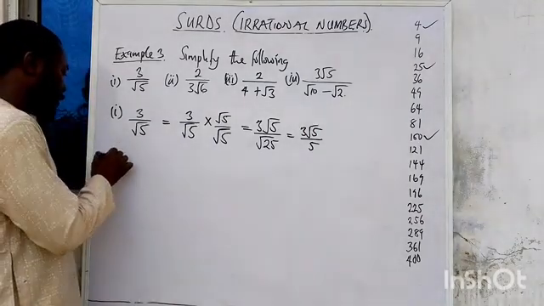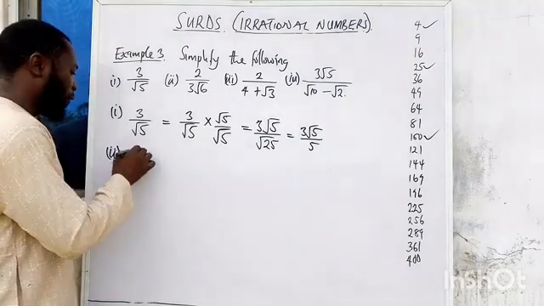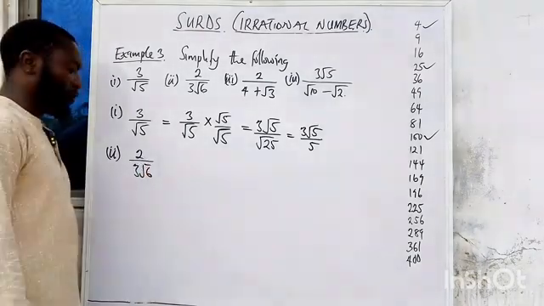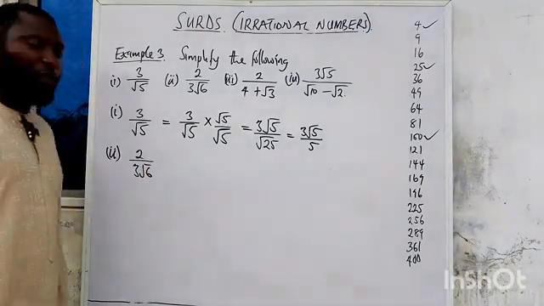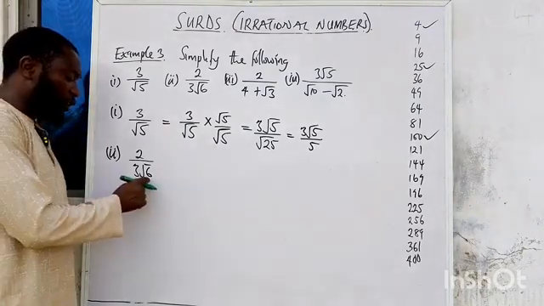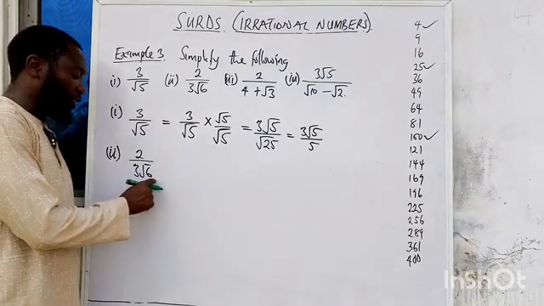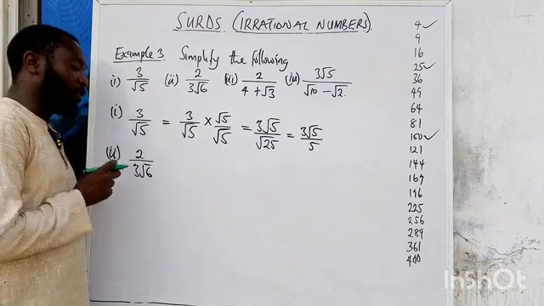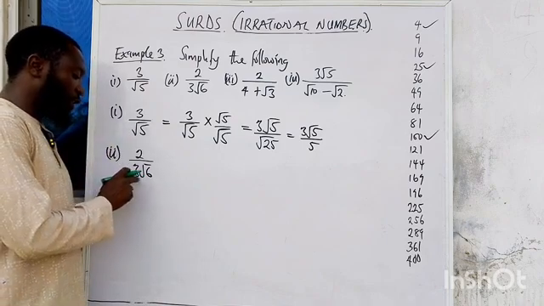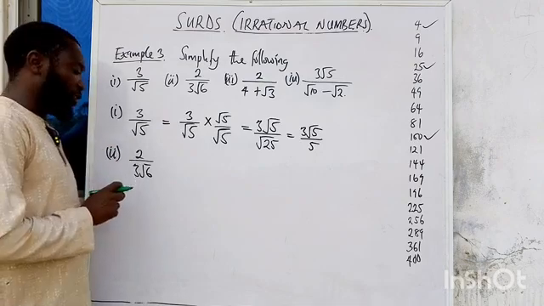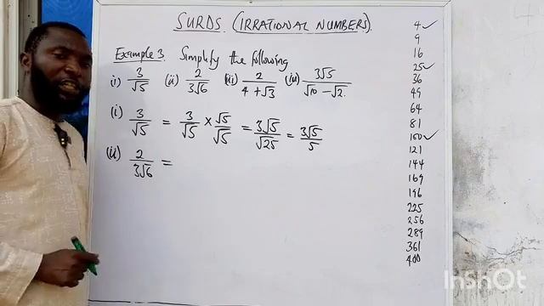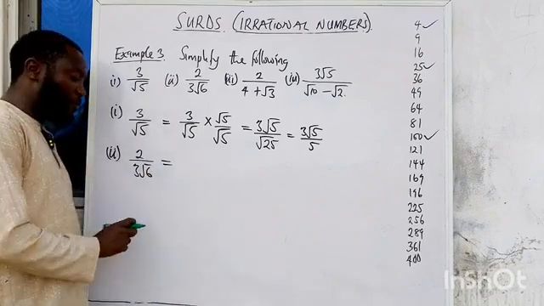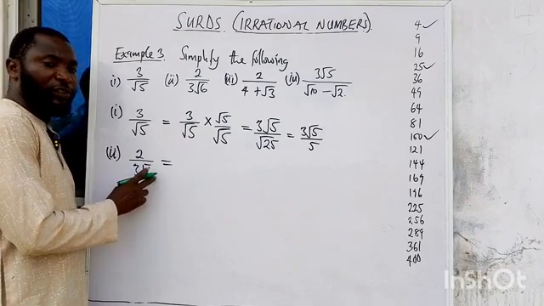Look at the second example here. We have 2 divided by 3 root 6. We can also rationalize this the same way. Look at the denominator here. We still have a surd. The only thing is that the coefficient here is 3, and the coefficient in the previous one was 1. This one is a multiple of 3, the other was just a multiple of 1. Now to rationalize this, same way again, we are multiplying and dividing at the same time by the denominator.